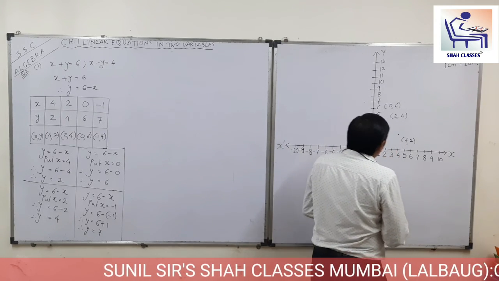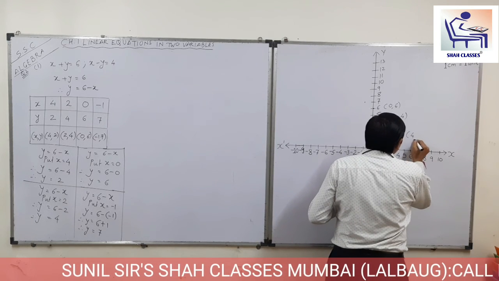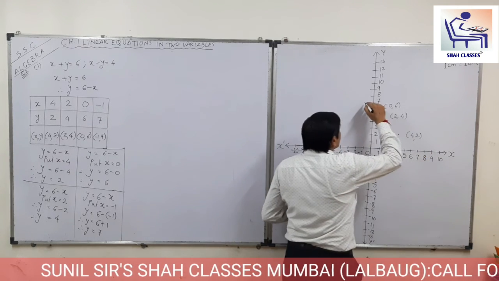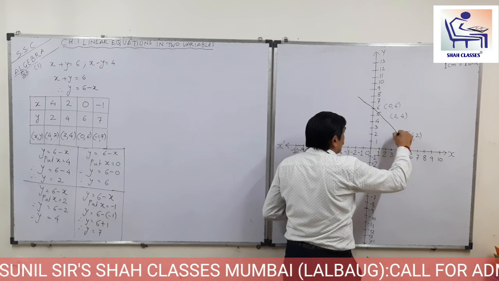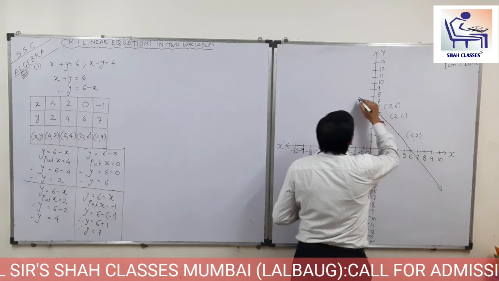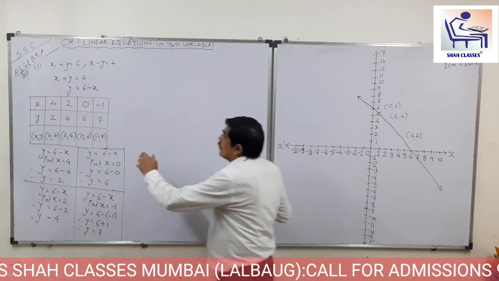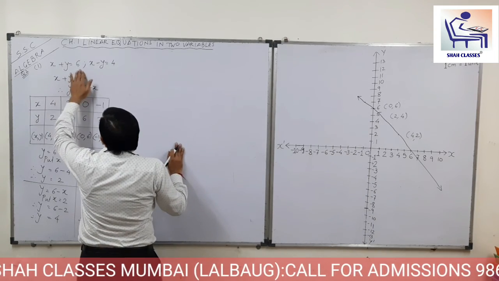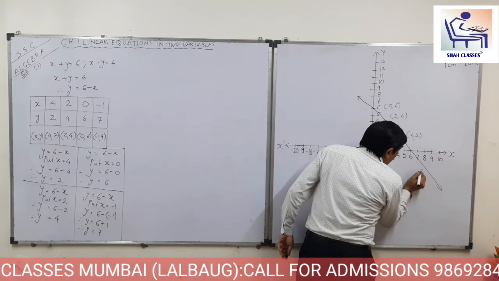So it will be one single line. I am drawing this. So write the naming of the equation. Please, while writing the naming of the equation, you have to write this one: x plus y is equal to 6.